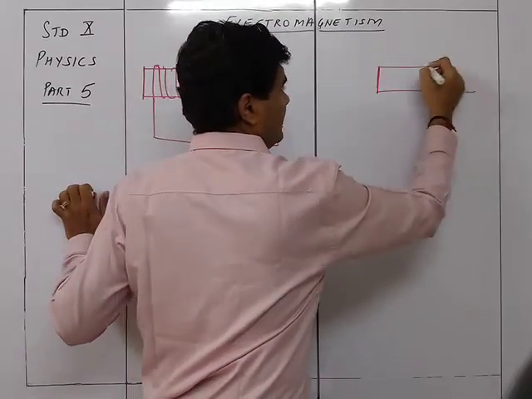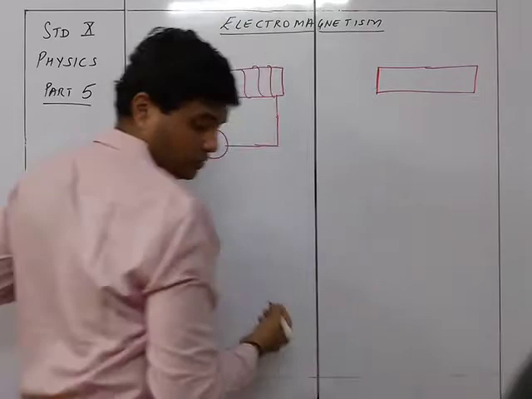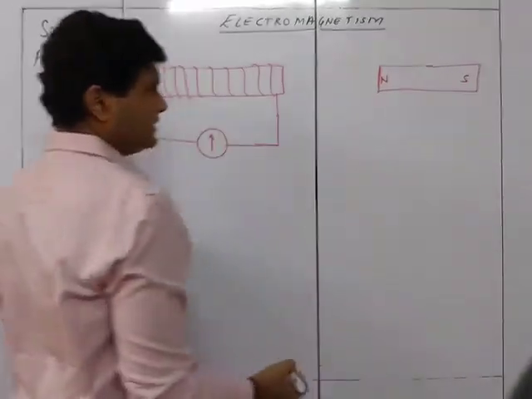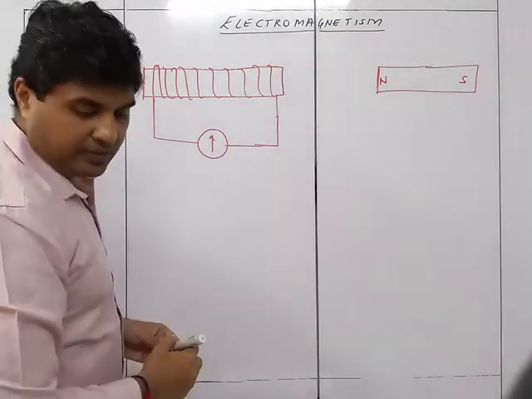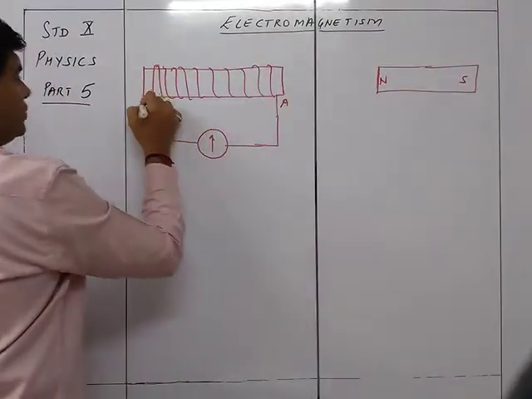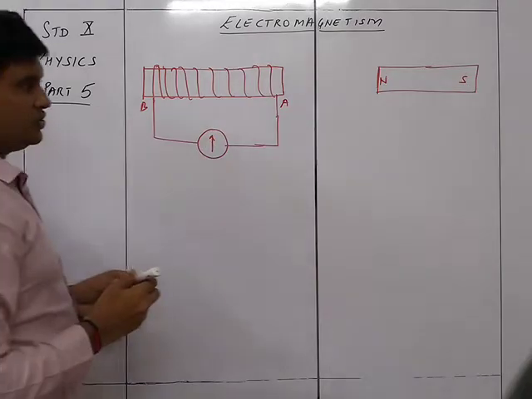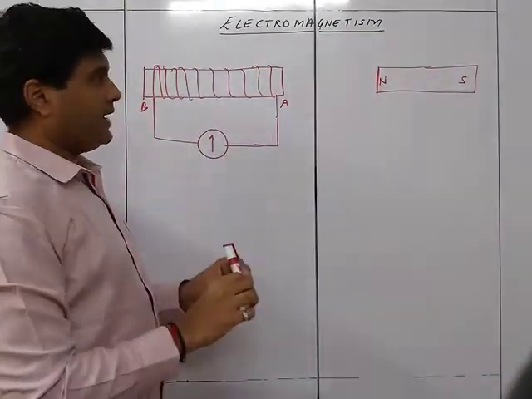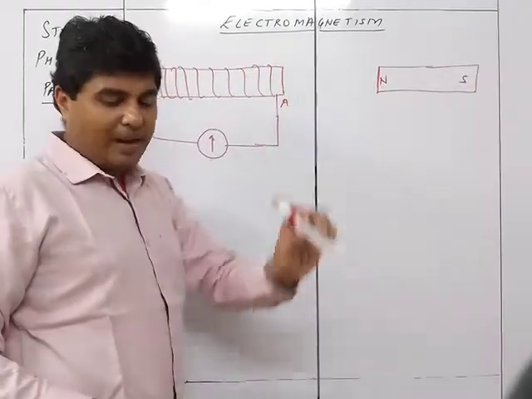At a distance, you are taking a bar magnet. So we are taking a bar magnet which is stationary at this time, which is NS like this. So you can see that this is your A point, this is your B point, and this is the connection. So you are having it like this. So this is the conductor, and this is the magnet. Suppose I just take this as a magnet.